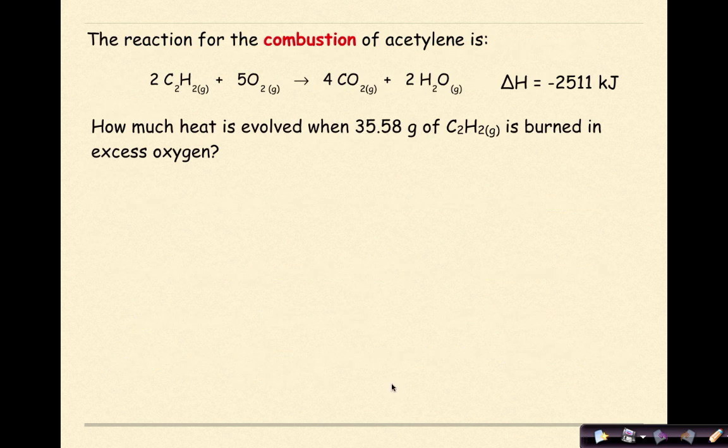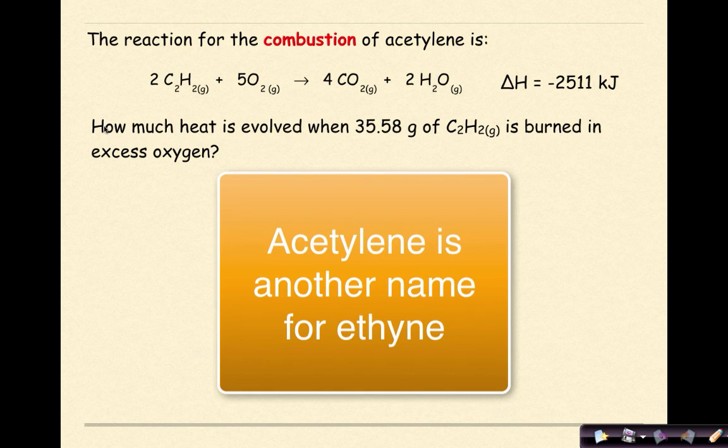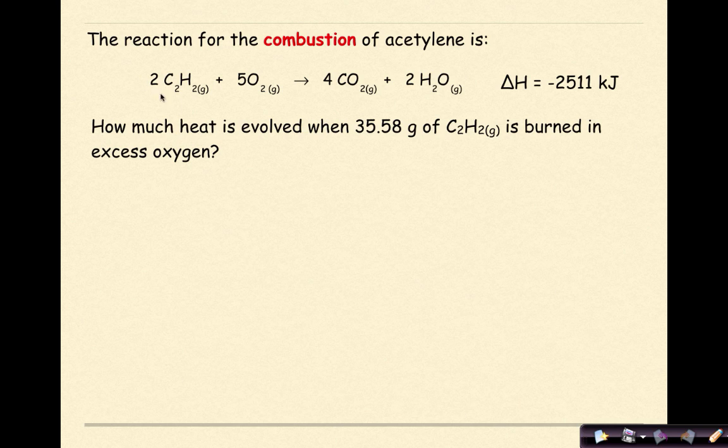Let's look at another example. The reaction for the combustion of acetylene is as follows. So I have 2 moles of C2H2 plus 5 moles of oxygen yields 4 moles of carbon dioxide and 2 moles of water. And overall, I'm going to have a delta H of negative 2,511 kilojoules. How much heat is evolved, which we know that's just another word for released, when 35.58 grams of C2H2 is burned in excess oxygen. And one thing that we can recall here is that since they're saying excess oxygen, we don't have to deal with a limiting reagent problem, which is awfully nice.